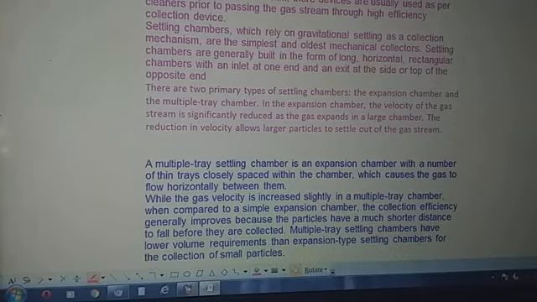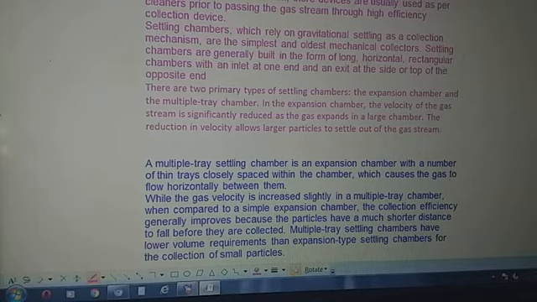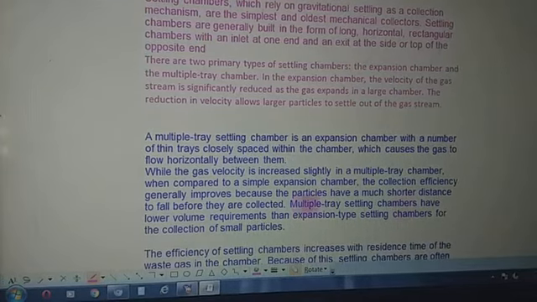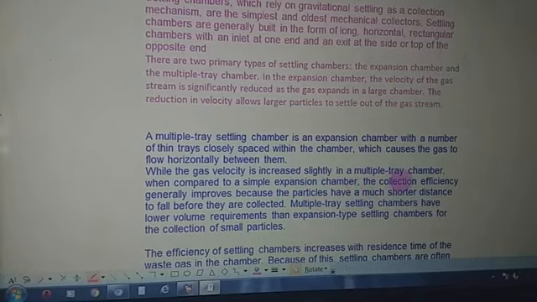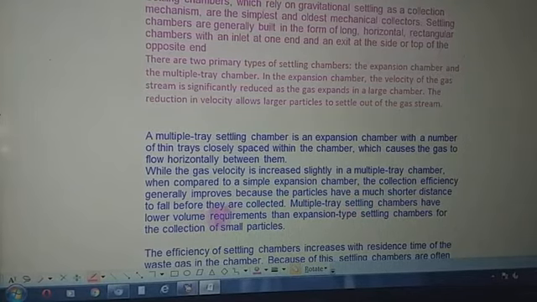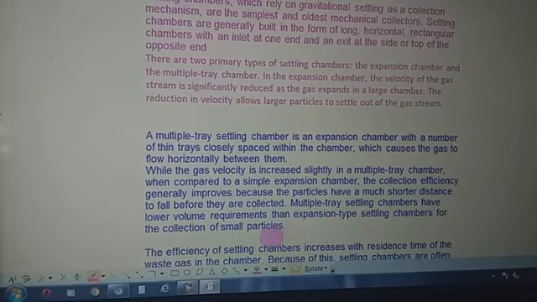And a multiple tray settling chamber is an expansion chamber with a number of thin trays closely spaced within the chamber, which causes the gas to flow horizontally below them. While the gas velocity is increased slightly in a multiple tray chamber when compared to a simple expansion chamber, the collection efficiency generally improves because the particles have a much shorter distance to fall before they are collected. Multiple tray settling chambers have lower volume requirements than expansion type settling chambers for the collection of small particles.